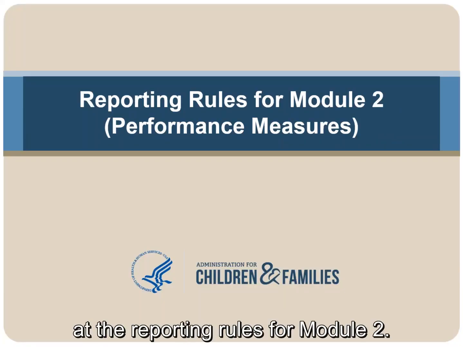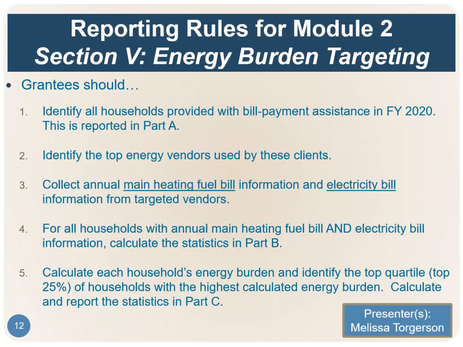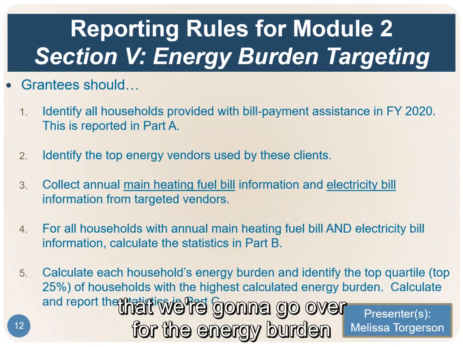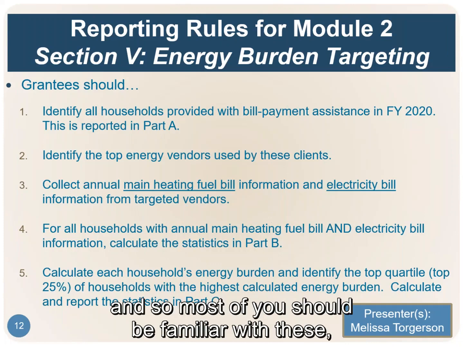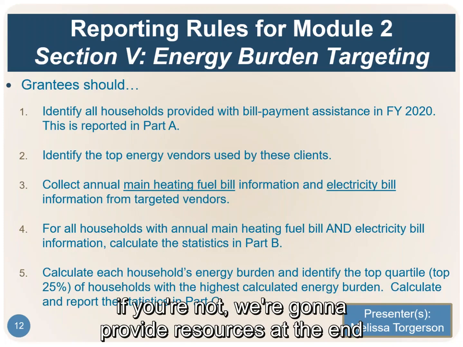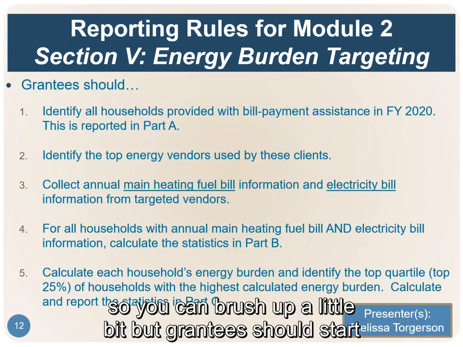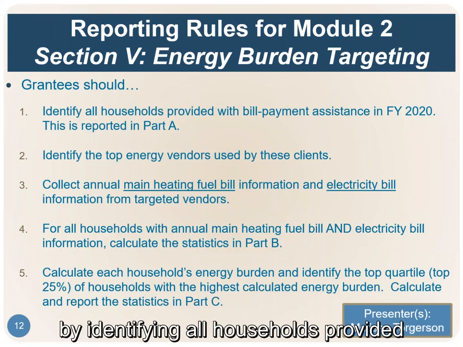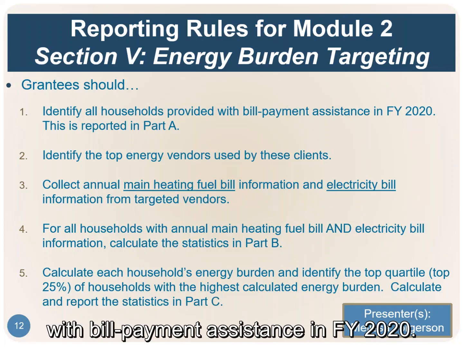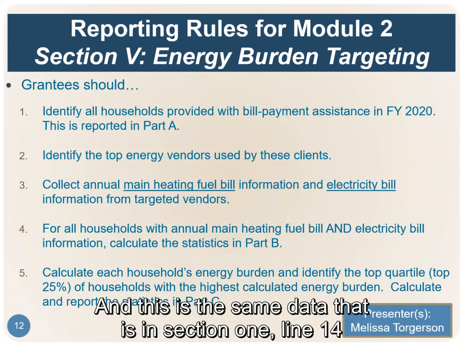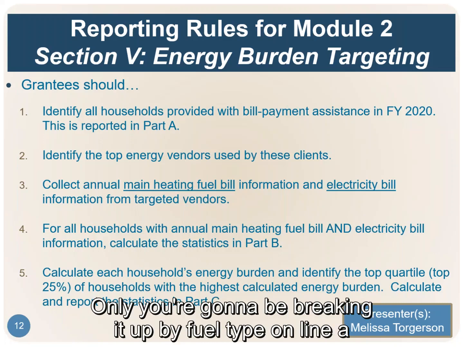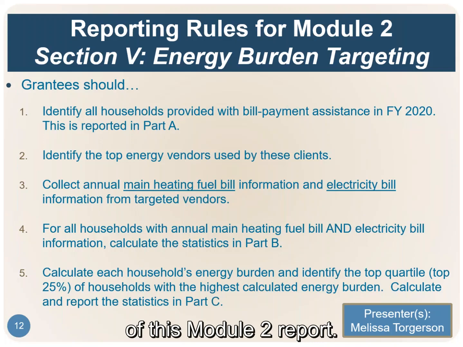Now we're going to move on to look at the reporting rules for Module 2. So these are really high-level rules that we're going to go over for the energy burden and the prevention and restoration sections. And so most of you should be familiar with these. If you're not, we're going to provide resources at the end so you can brush up a little bit. But grantees should start in Section 5, the energy burden targeting section, by identifying all households provided with bill payment assistance in FY 2020. And this is the same data that is in Section 1, line 14 of the household report you should have just completed, only you're going to be breaking it out by fuel type on line A of this Module 2 report.